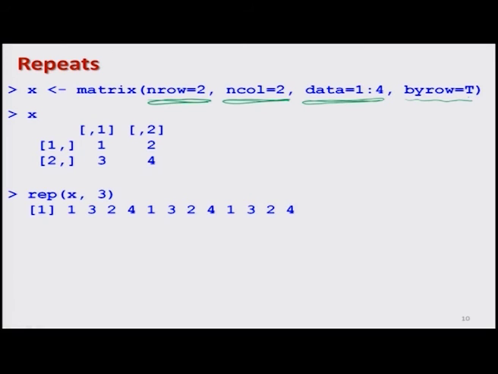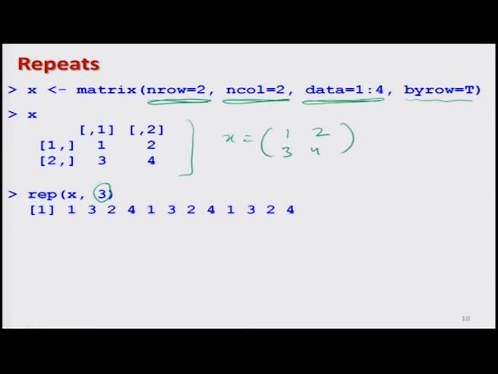Now you understand, we already have done the matrix command some time back. So this will give us a value x something like this. This is my x matrix, which is something like 1, 2, 3 and 4. But now you see what happens when you try to repeat this matrix, say for example 3 times.